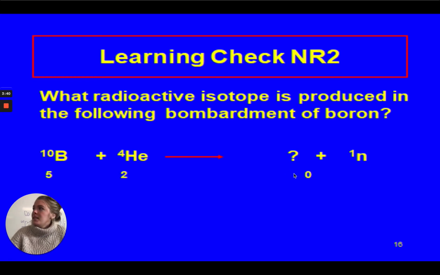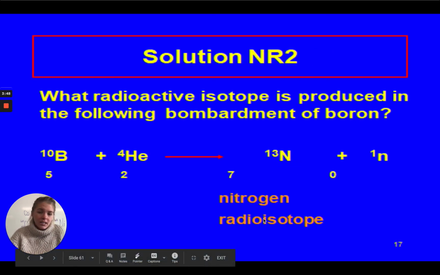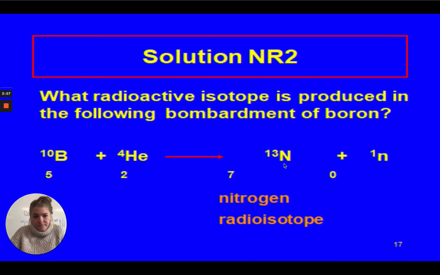And what element has an atomic number of 7? Nitrogen. So you're going to get 13N7. So it's our nitrogen radioactive isotope. We know that this nitrogen is an isotope because what's the normal mass for nitrogen? What does it say on your periodic table? It should say 14. We know this is an isotope because it's 13, which is not normal.